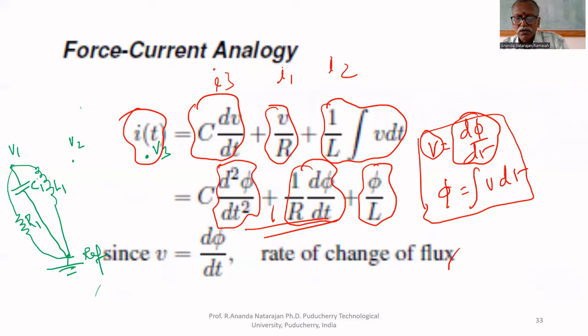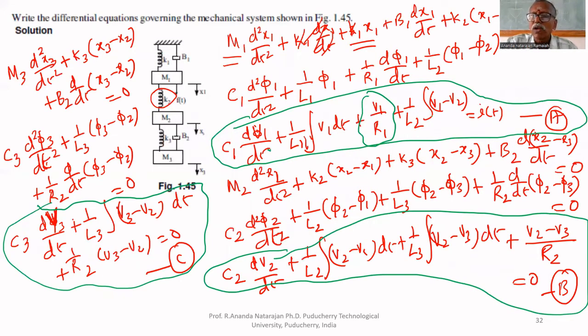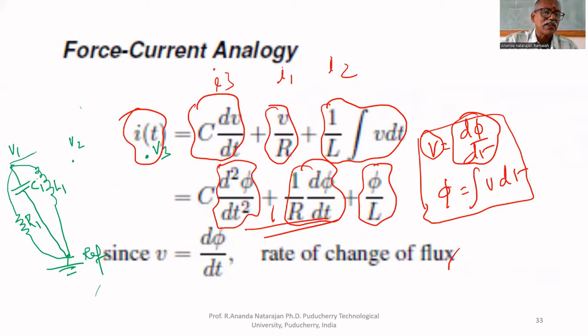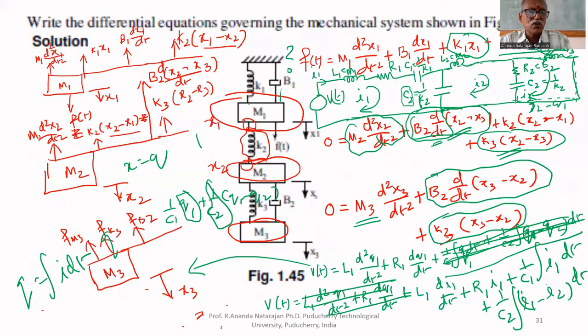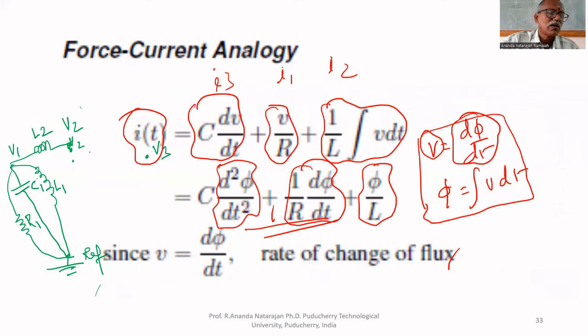Then go to this term: 1 by L2, voltage across V1 and V2. This inductor is across V1 and V2. Therefore, we draw this inductor L2 between V1 and V2. This is V2. Then again come here. On the right-hand side, the applied current source is I of t, and that is also in the first node. Therefore, we can draw that also: current source I of t in the first node. That's all about the first equation.